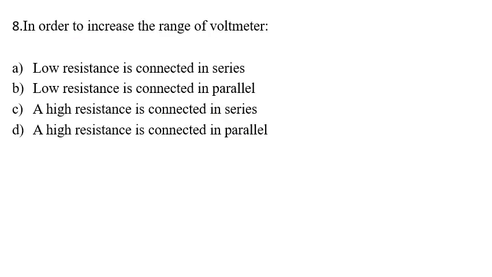Eighth question. In order to increase the range of voltmeter: option A, a low resistance is connected in series; option B, a low resistance is connected in parallel; option C, a high resistance is connected in series; option D, a high resistance is connected in parallel. So to extend the range of voltmeter, generally we are connecting a high resistance in series with the voltmeter. This is the voltmeter.